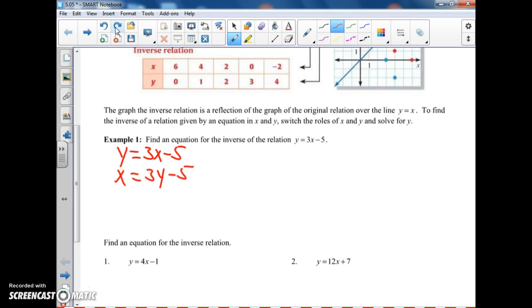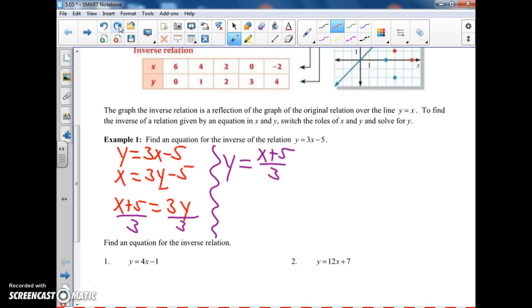Add the 5 over. You're going to get y by itself. Add the 5 over. Here we go. There's that. What are you going to do next? Divide by 3. Divide everything by 3. So now, the answer is y equals x plus 5 all over 3.